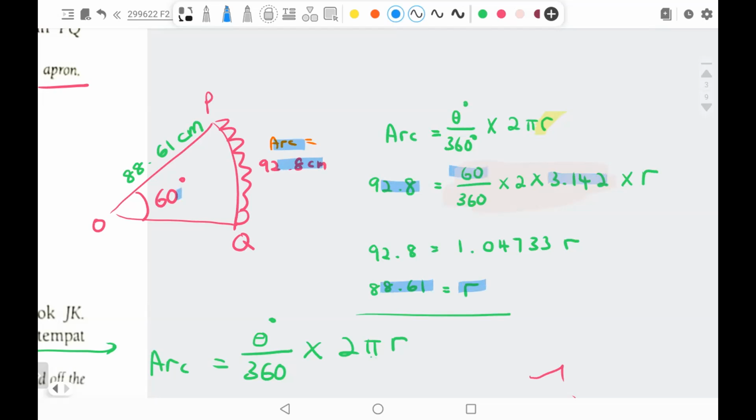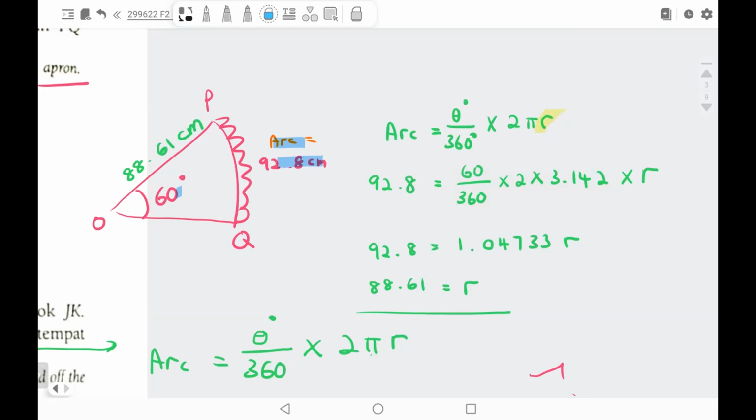Are you copying? Okay, I erase this one so that you can see. Okay, so one last step only.